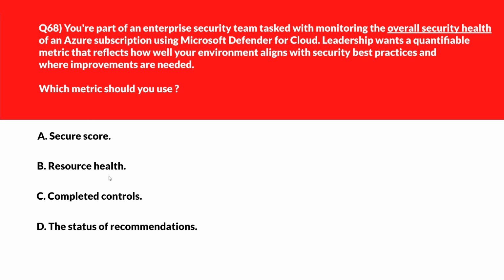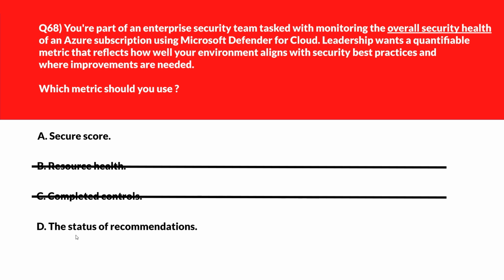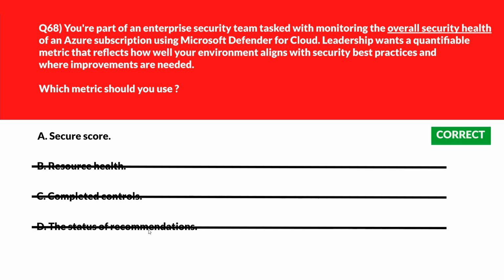B says Resource Health. Resource Health focuses on performance and availability, not security posture. Incorrect. We'll move to option C. C says Completed Controls. Completed Controls tracks implementation count but lacks holistic posture insight. Wrong choice. We'll move to D. D says the status of recommendations. The status of recommendations show remediation progress but doesn't quantify overall health. Wrong answer. We'll lock Secure Score as the right choice.